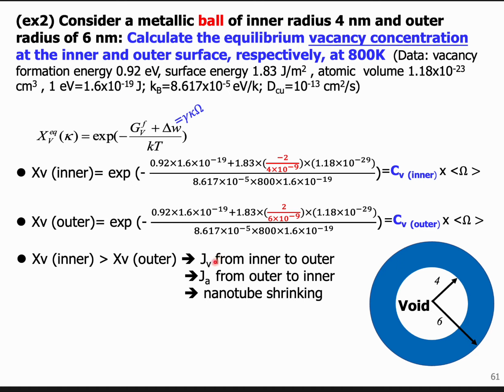So we get the vacancy flux flowing from the inner surface toward the outer surface. This is the vacancy point of view. You can also explain this phenomenon from the atomic flux point of view. There will be an atomic flux flowing inside, from the outer to the inner. So this ball is going to shrink. Help me to correct this term.